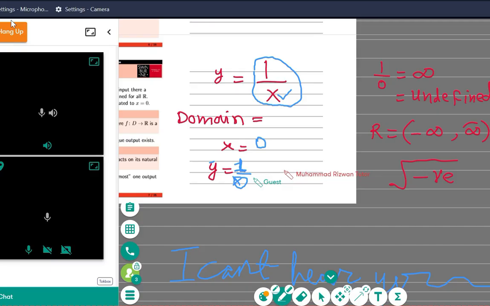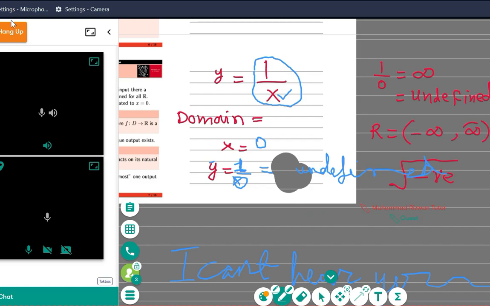1 over 0 is equal to what? Use the concept I taught. 1 over 0 is undefined. Undefined is a different thing. 0 is a real number, understand it. Undefined means this is not a real number.